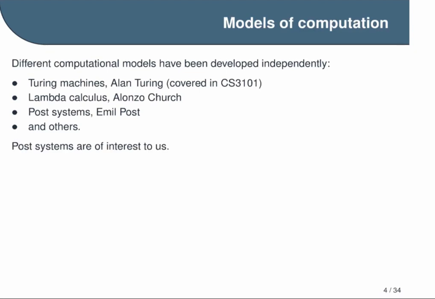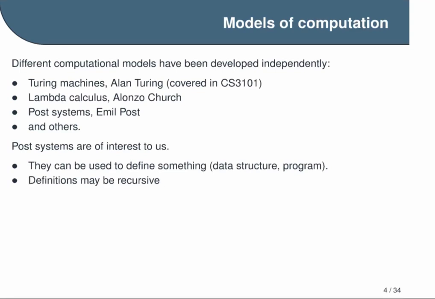But for right now, the reason post systems are of interest to us is that we can use them to define things that are otherwise a little bit difficult to write, right? So we can define data structures or programs. And one of their handy attributes is that it's fairly easy to write recursive definitions. And what that means is that when I define some object A or some concept A, I can define it in terms of something, that I've left out here, but somewhere in this definition, I can include a reference to A or some former version of A, right? So things can be kind of defined in terms of themselves.